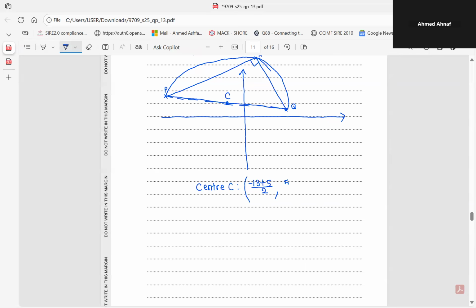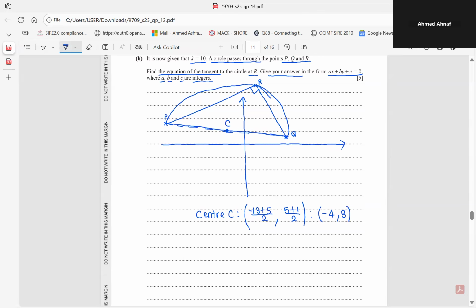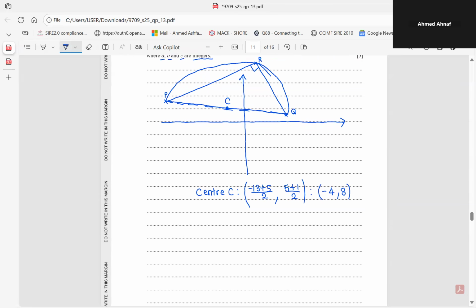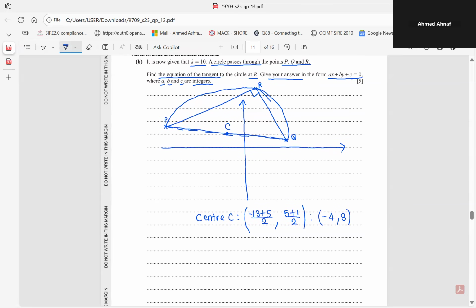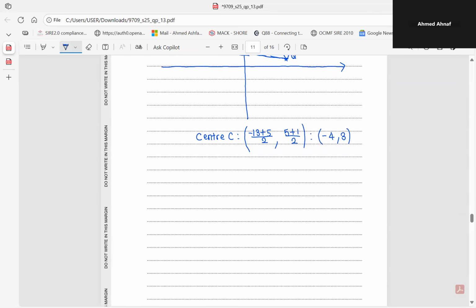So that's the y coordinates divided by 2. So for the center, we would get -8 divided by 2, which is -4, comma 6 divided by 2, which is 3. Okay, and now we are going to find the gradient of the line from the center to point R.